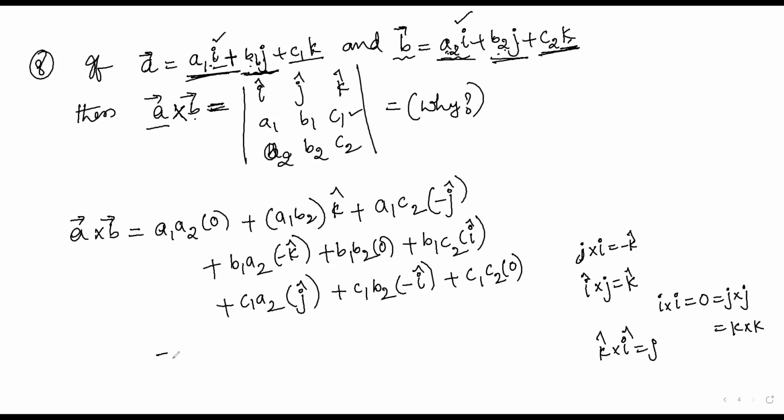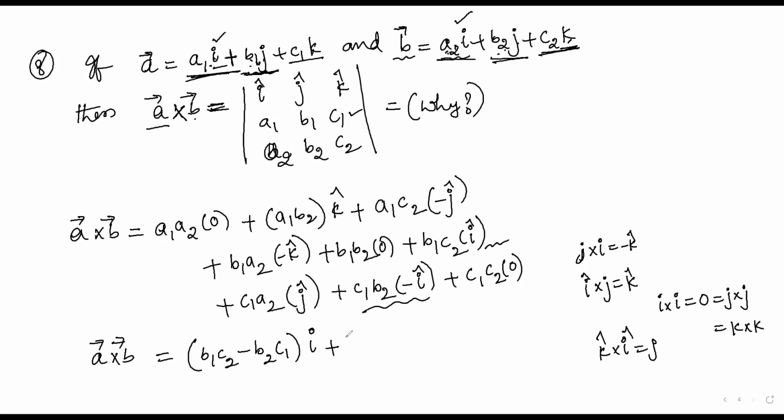So now I'll write it. What shall we do? First we'll write the I term. Where is I? Over here and here. Yes or no? So I common. If you take I common, B1 C2 minus B2 C1. Yes or no? So I common, correct.